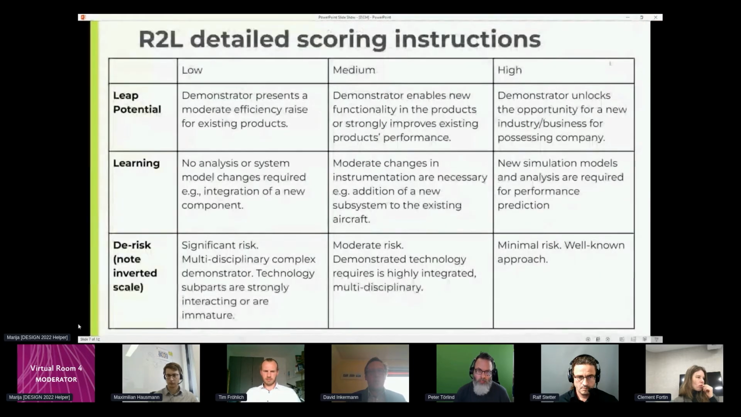We have also developed detailed scoring instructions. Let's take leap potential, for example. A demonstrator should be scored low on this if it presents only moderate efficiency rates for existing products. And on the other hand, it should be scored high if it unlocks the opportunity for a whole new industrial business.